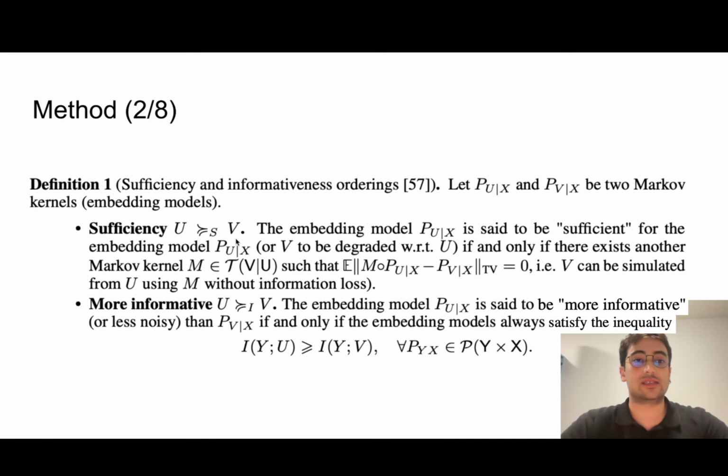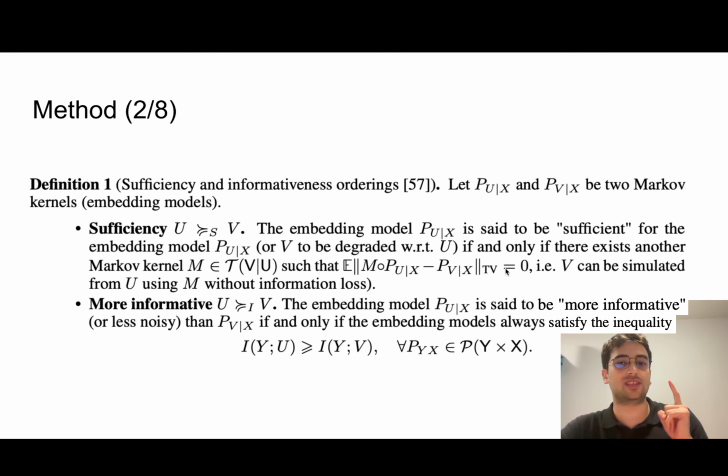So U is sufficient for V if you can find a Markov kernel that takes the embeddings of U, which is shown as P U given X, okay? Embeddings of U, and then you convert it to another place, and then you subtract the embeddings of V, and you look at the total variation distance.